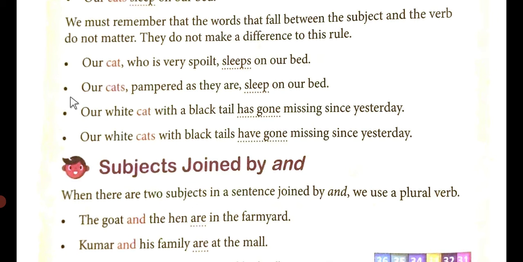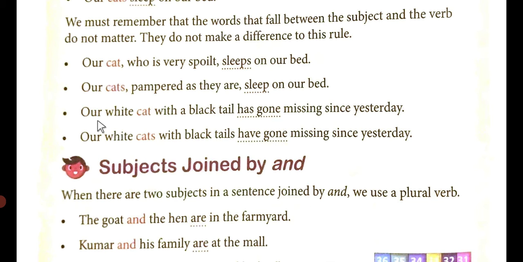In the other sentence, please see with the plural number, our cats, pampered as they are, sleep on our bed. So, pampered as they are. With plural number, here the verb gets changed, but here the words that fall between the subject and the verb do not matter.